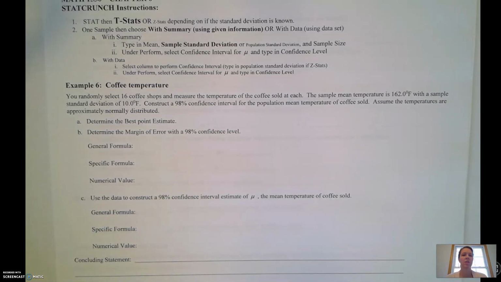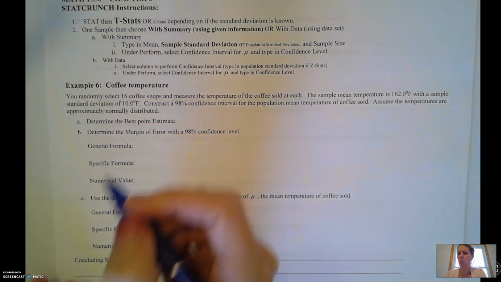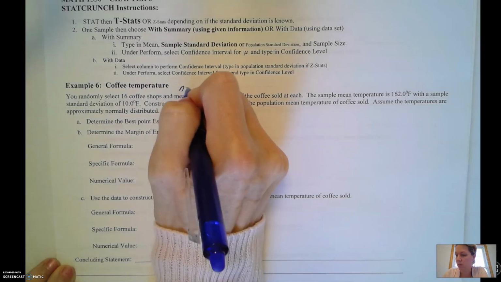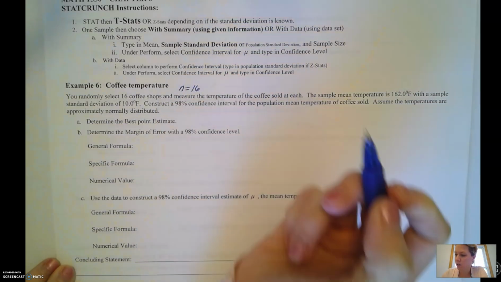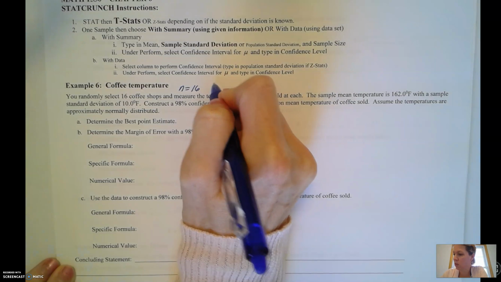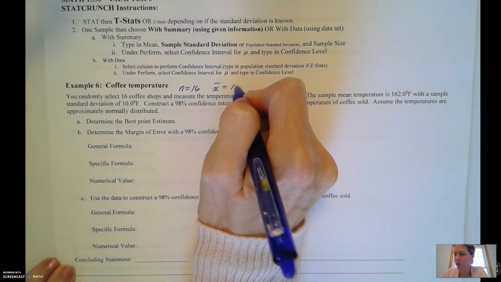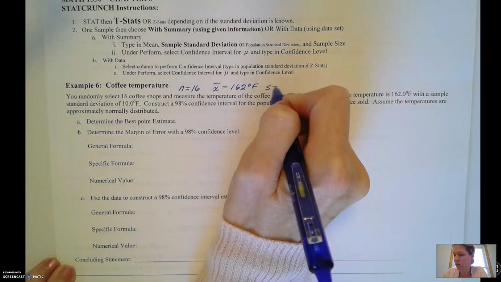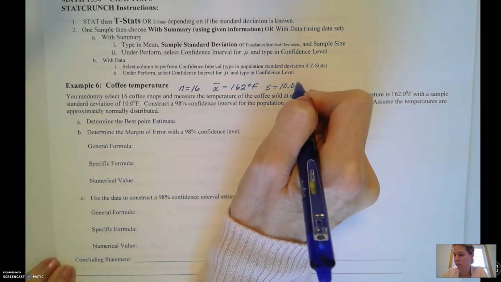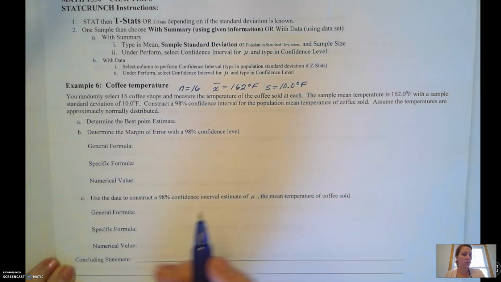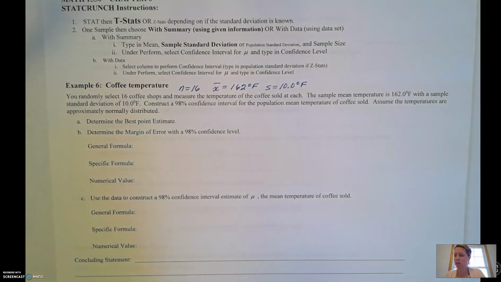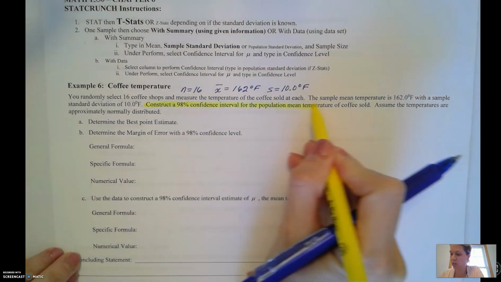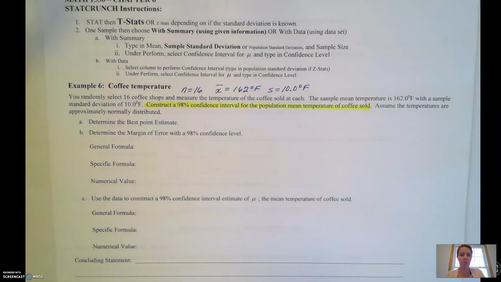So out of those 16 coffee shops, assume 1 cup of coffee per shop. That means our sample size is going to be 16 cups of coffee. Our sample mean, X bar, is going to be 162 degrees Fahrenheit. And our sample standard deviation is going to be 10.0 degrees Fahrenheit. We're going to need to construct the 98% confidence interval estimate for the population mean temperature for all coffee sold.